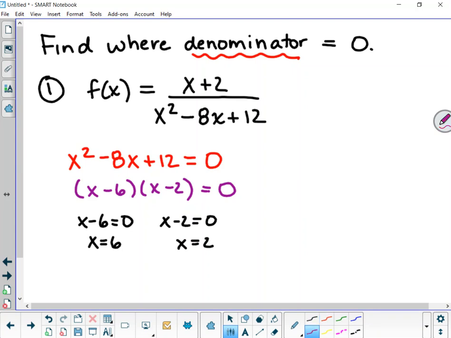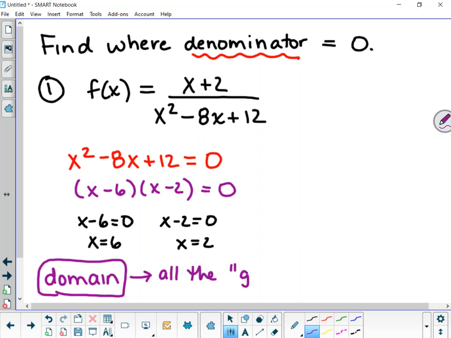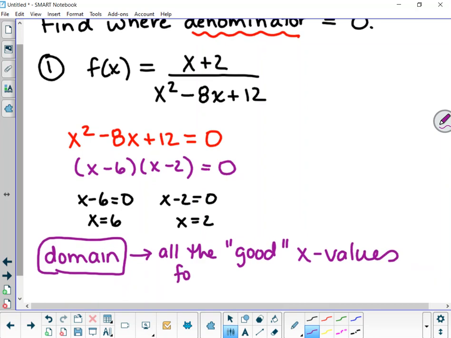Everybody good? Okay. So what are we going to do with these first? Well, eventually we're going to want to figure out if they're holes or vertical asymptotes, and we're going to figure out how to put them on the graph. But what I'm going to do right now is just use them to make something called the domain. The domain, and I know this is not the first time you've heard this, is all the good or working x values for a function.